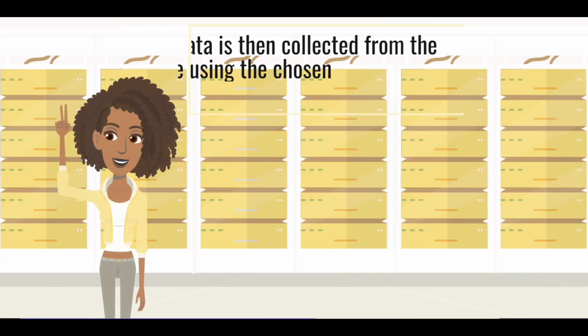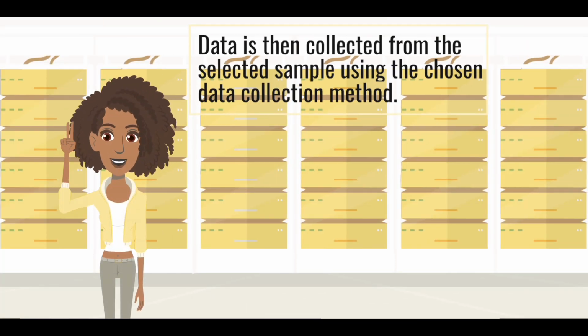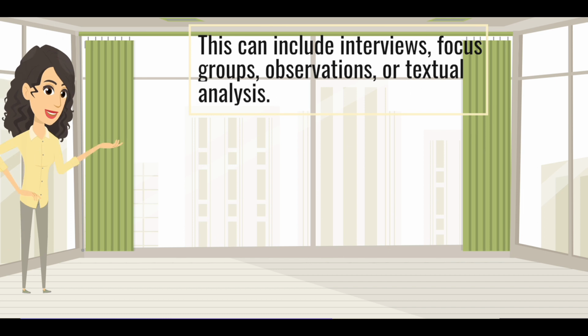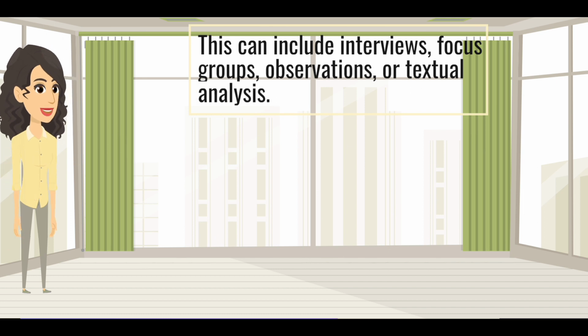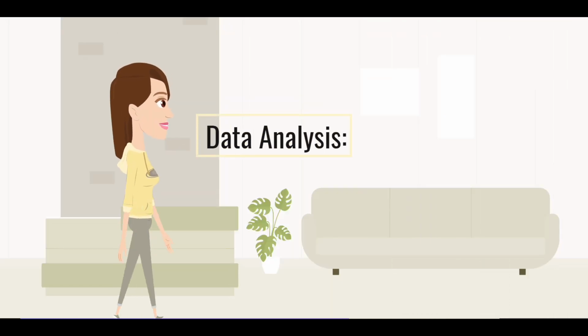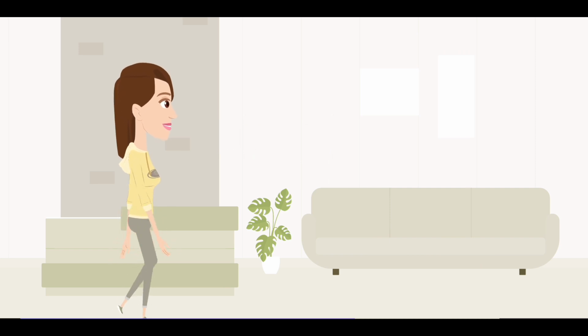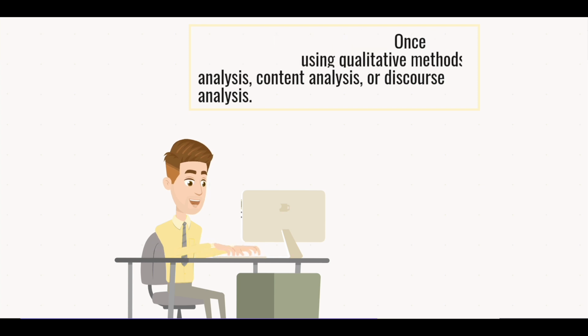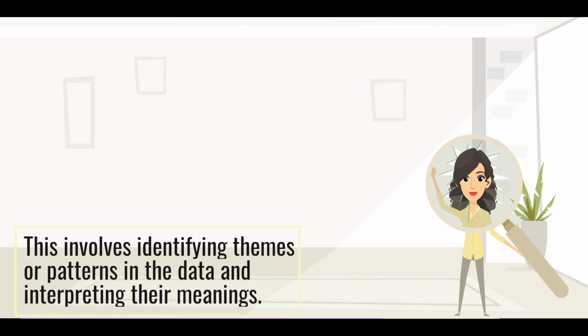Data collection. Data is then collected from the selected sample using the chosen data collection method. This can include interviews, focus groups, observations, or textual analysis. Data analysis. Once the data is collected, it is analyzed using qualitative methods such as thematic analysis, content analysis, or discourse analysis. This involves identifying themes or patterns in the data and interpreting their meanings.